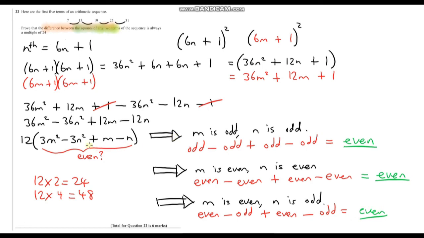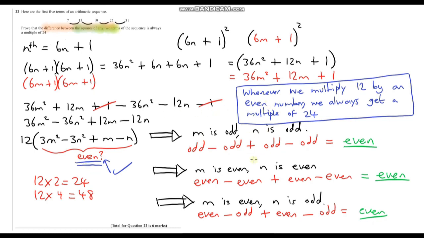So just to conclude with a final statement, we can say that inside our brackets, we do have an even number. So whenever we multiply an even number by 12, this will always be a multiple of 24. So I'll just write that down. Now I know that all of this writing here is a bit excessive, but as long as you can prove that this expression here is even, then you should get the marks.